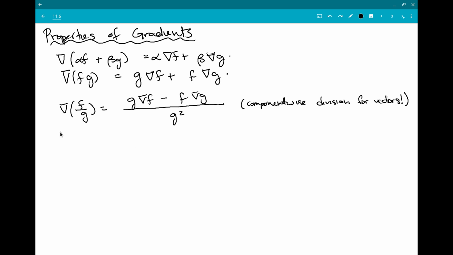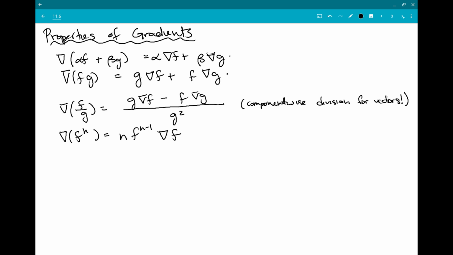And then there's a power rule. The gradient of f to the n is just n times f to the n minus 1 times grad f. That one's really just taking advantage of the chain rule in every component of the gradient. So those are just some basic computational facts that you can use when you have to compute gradients.